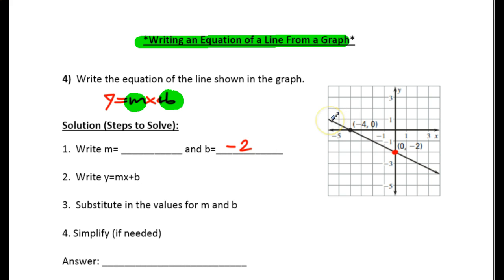Now I need my slope. So remember what you did last chapter. You can find slope from any 2 points. Okay? Now, they gave me this point.